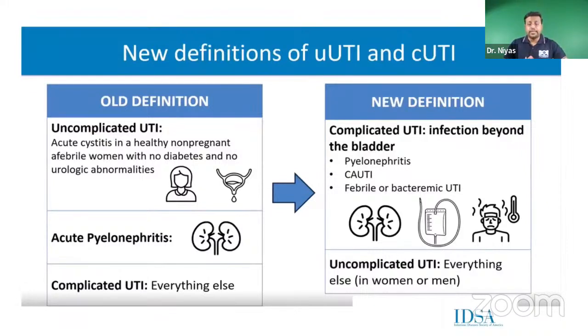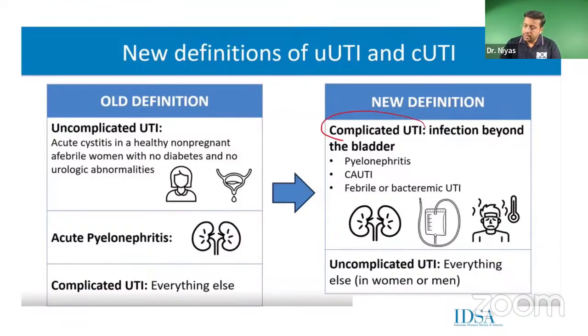Now, this definition also you should understand. There was something called complicated urinary tract infection previously. Previously, we used to define uncomplicated UTI as acute cystitis in a healthy, non-pregnant, afebrile woman with no diabetes and no urological abnormalities. Now, this definition has completely changed. The definition of complicated and uncomplicated has changed at the recent ID Week, the conference of the IDSA, that is the Infectious Diseases Society of America. This new definition has come.